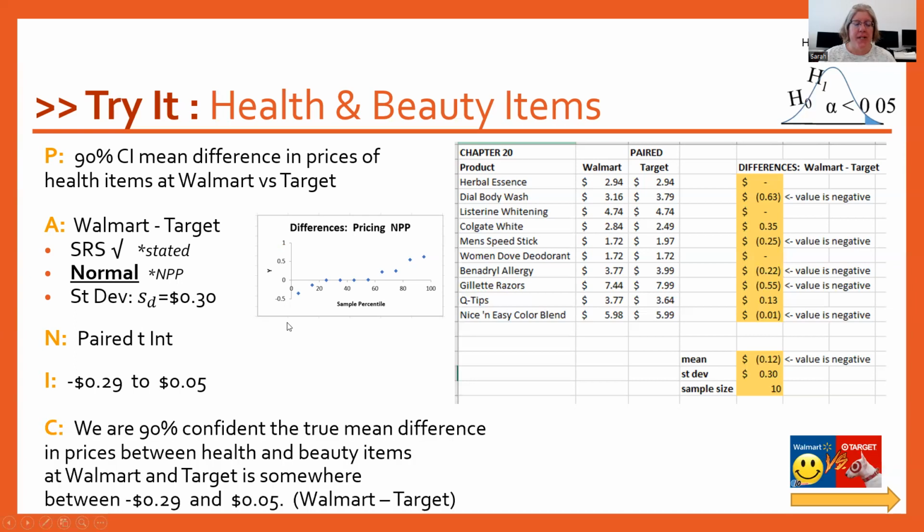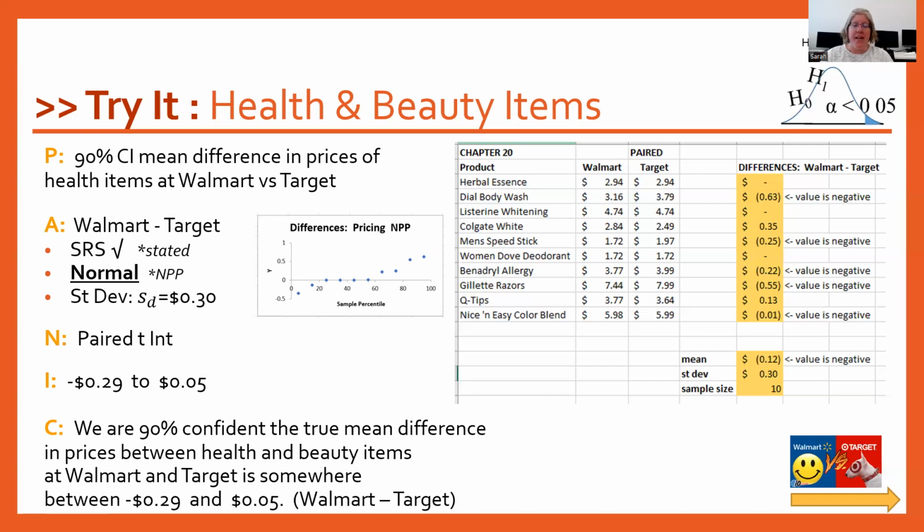And so my conclusion statement is we are 90% confident that the true mean difference in prices between health and beauty items at Walmart and Target is somewhere between negative 29 cents and positive 5 cents. And then I usually include the order of subtraction at the end of the statement in parentheses just to help the person who's reading it understand what's going on. So I have Walmart minus Target was our order.